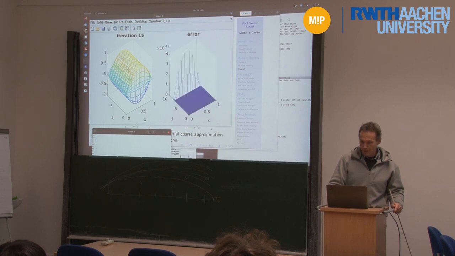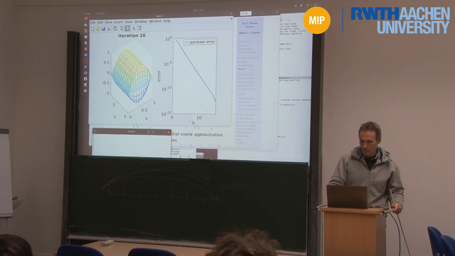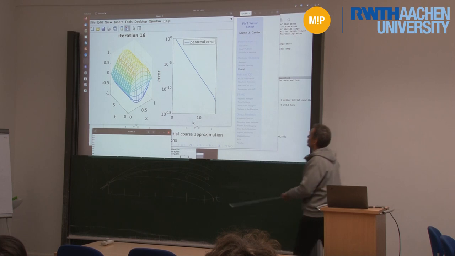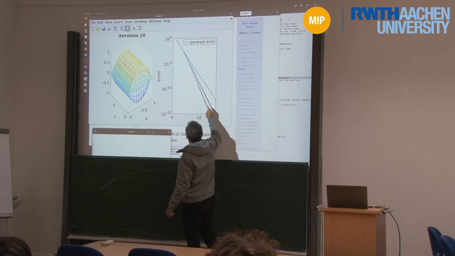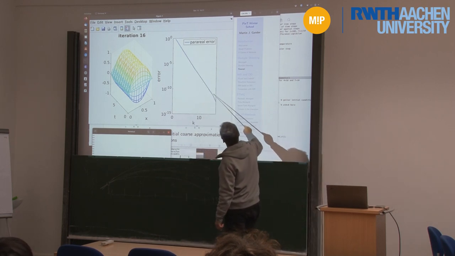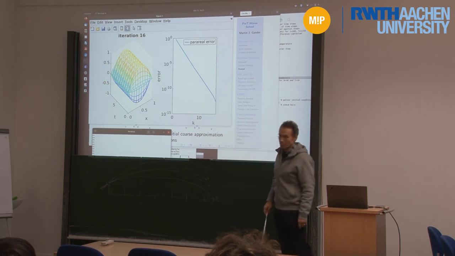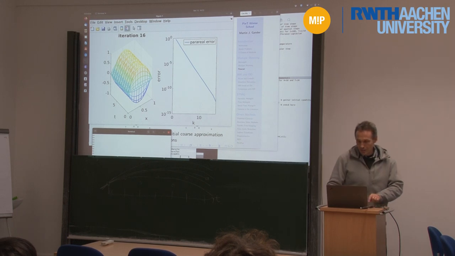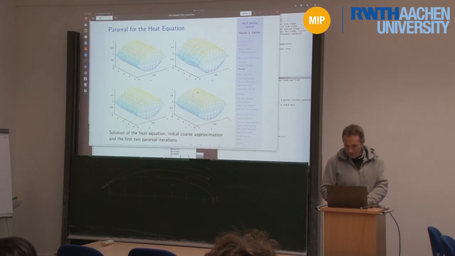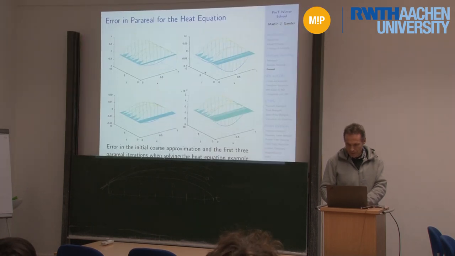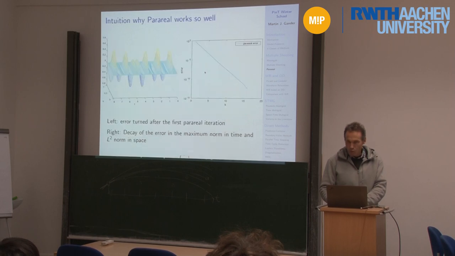It contracts, and eventually it's finite step convergence. There is no error left at the end. In this case, you see the convergence is linear. The initial convergence is linear, and then it transits to a superlinear regime, which we don't see here. This is the error. So now, why does that work so well for the heat equation?